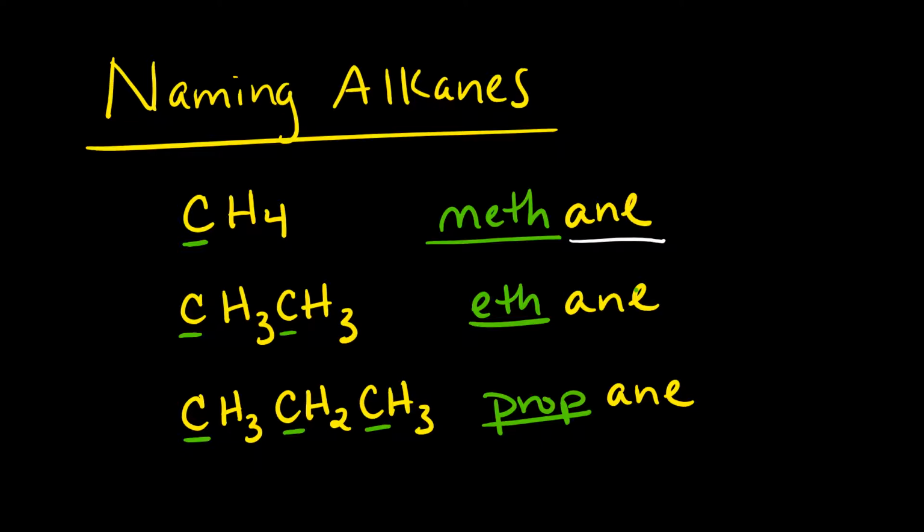When you go up to 2 carbons, the prefix becomes eth, but you still keep the A-N-E ending. So the name ethane implies that this is a 2 carbon alkane. And you can do this all the way up. We're going to learn up through 10. I want you to know these prefixes. So when there are 3 carbons, prop is the prefix, so propane would be the structure here.